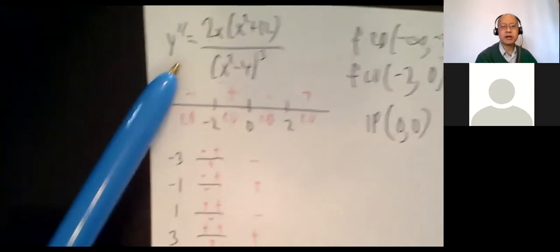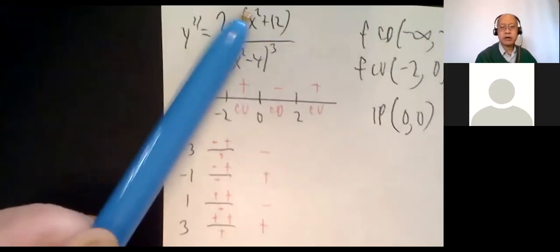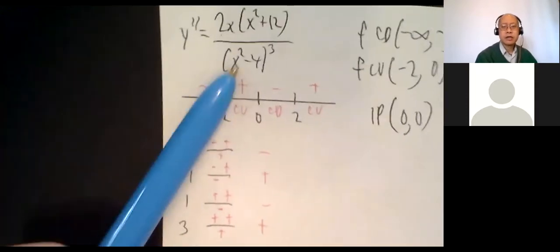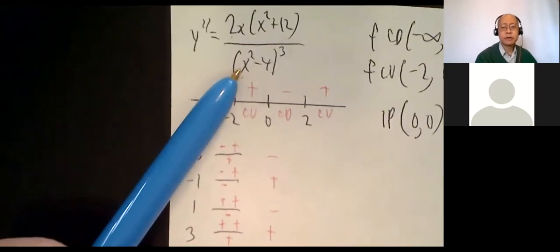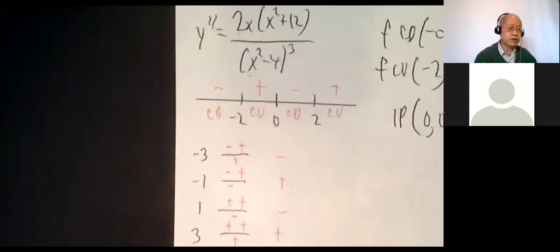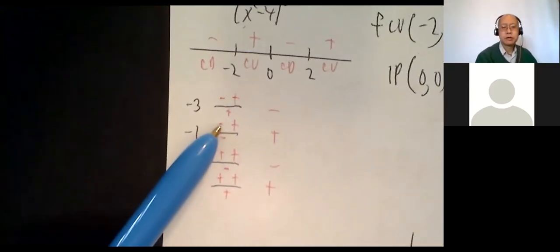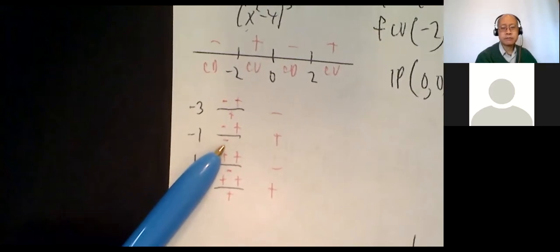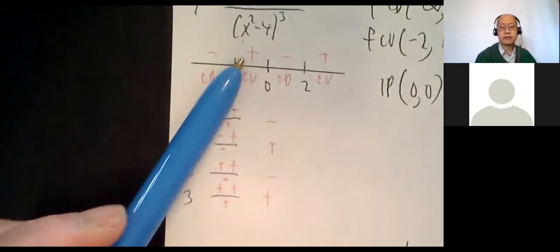At -1. 2 times -1 is negative. I already know that's positive no matter what. -1 squared, 1. 1 minus 4, -3. Cube it, it's negative. So I have 2 negatives in something involving only multiplication and division, positive. So that's positive.